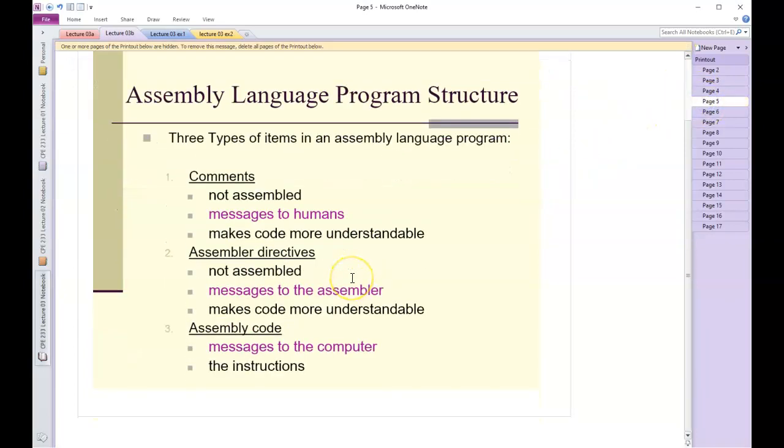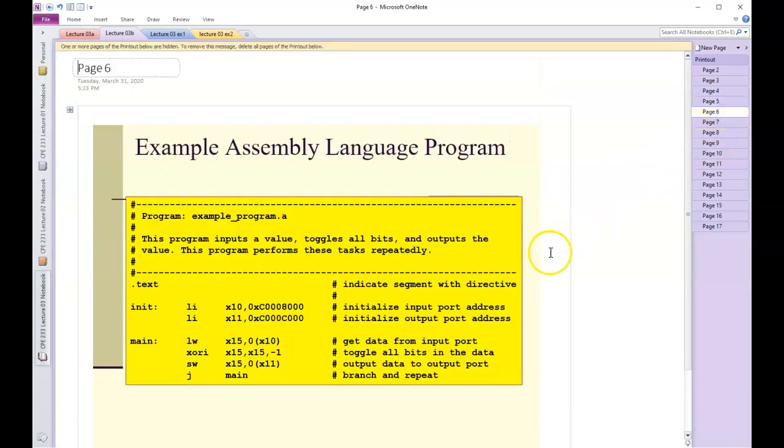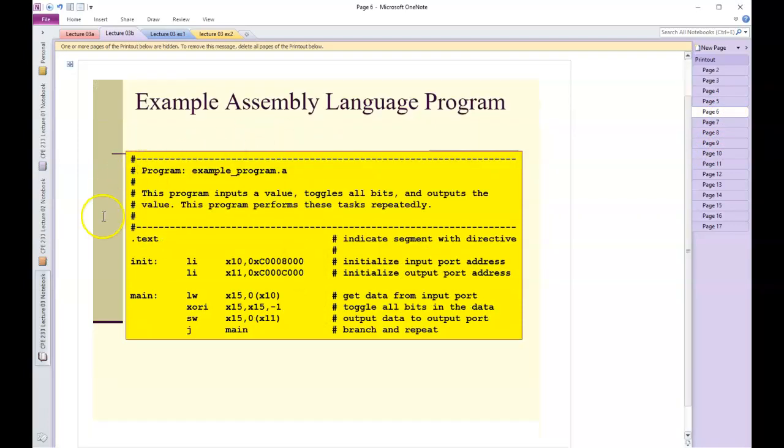So this is kind of hammering down what we said before. Comments are messages from a human to another human, a programmer to another programmer. The directives are messages from the programmer to the assembler, and the assembly code itself is a message from the programmer to the computer. So here it is once again, the program, now that we've talked about it. These are comments, more comments, and these are instructions and labels and a directive.